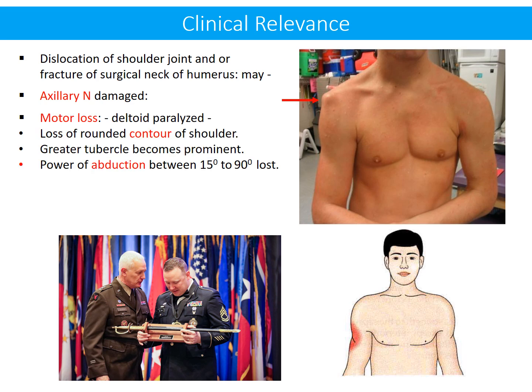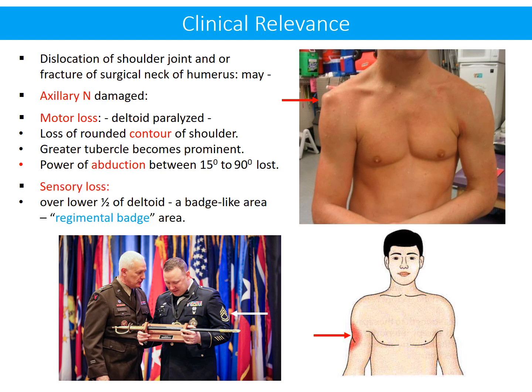As regards the motor loss, the deltoid is paralyzed, which causes loss of the rounded contour of the shoulder, and the greater tubercle becomes prominent. In addition, the power of abduction between 15 to 90 degrees is lost. As regards the sensory loss, it occurs over the lower half of the deltoid in a badge-like area, which is referred to as the regimental badge area.